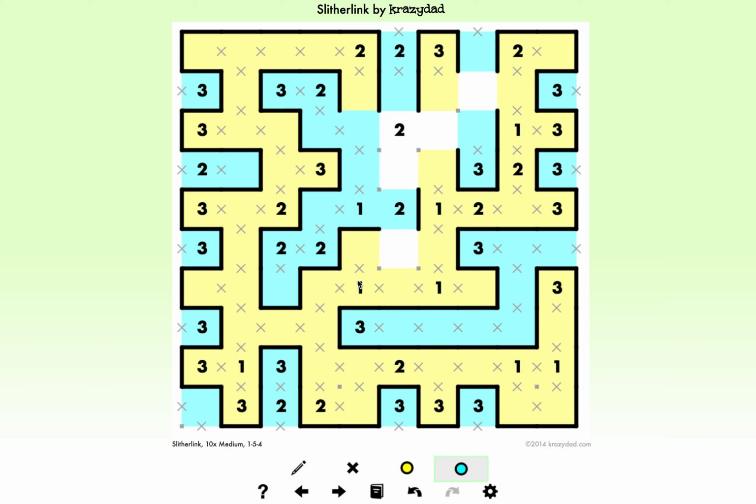Okay, twos. Let's look at this two here. Twos have two inside the loop, two outside the loop. So in this case, two blue, two yellow. Here's two blues next to it and two yellows next to it.